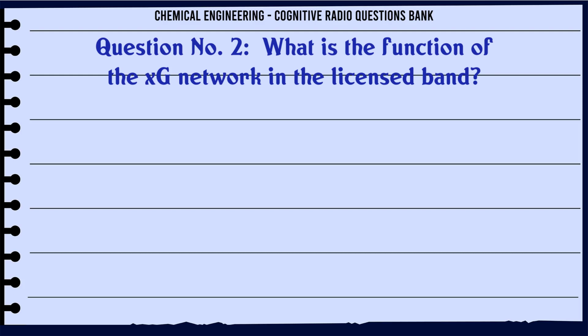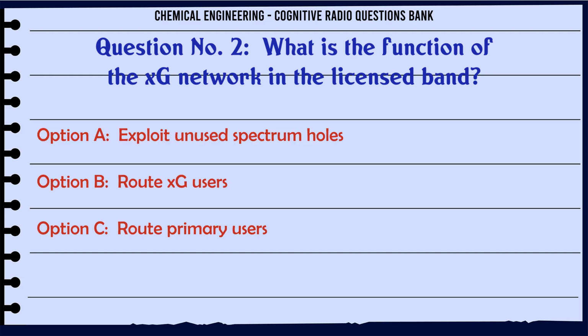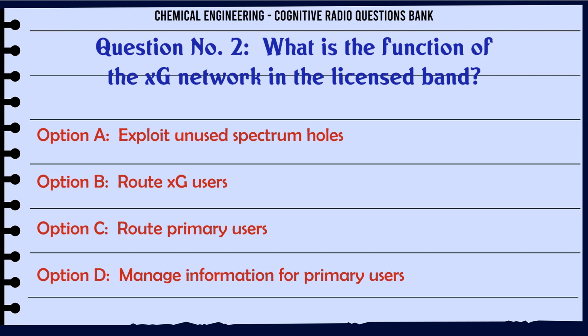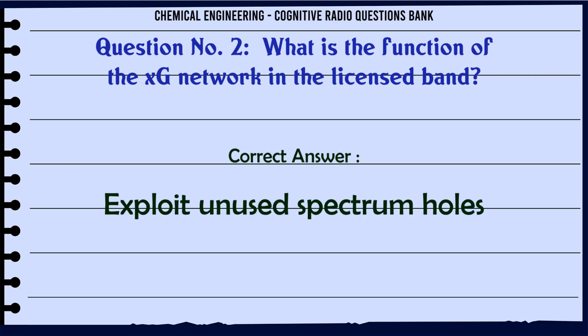What is the function of the XG network in the licensed band? A. Exploit unused spectrum holes. B. Route XG users. C. Route primary users. D. Manage information for primary users. The correct answer is exploit unused spectrum holes.